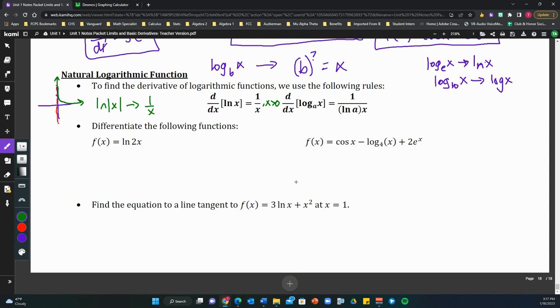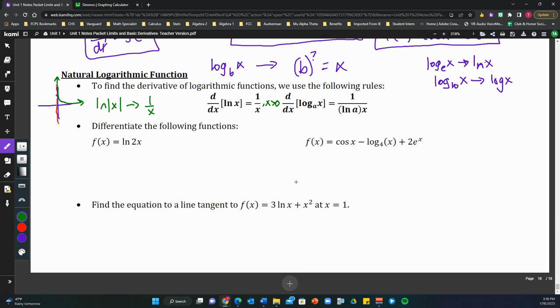So natural log of x, its derivative is 1 over x. If I work with any other base besides e, including base 10, then its derivative rule still has that 1 over x part. But again, just like with the exponentials, when we change bases from e to something else, there's always going to be slight differences, and we account for that by, for exponentials, we multiply by natural log of the base. For logarithms, we divide by the natural log of that base. So natural log of a just becomes an extra little factor in that denominator.